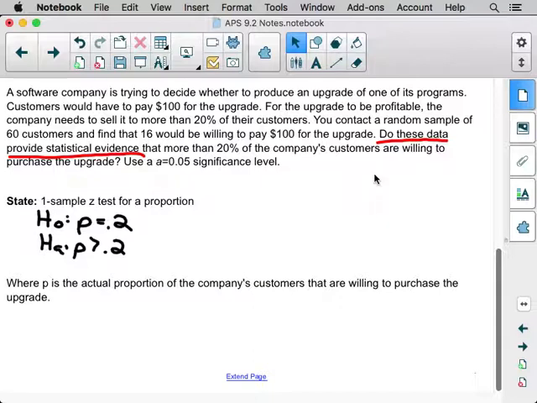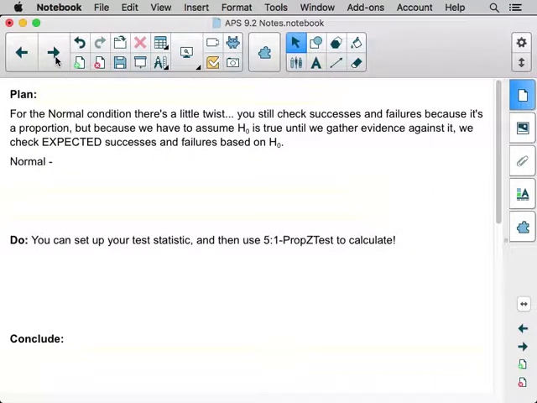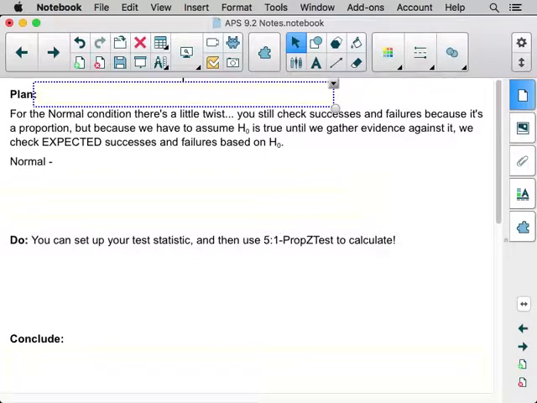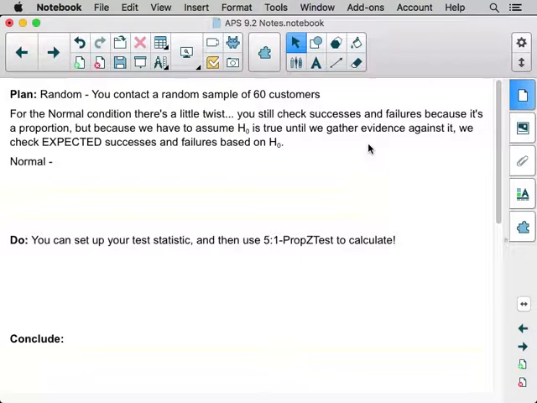Random, normal, independent. Okay, so that's why I said if you're good at last chapter, you will continue to be good at this chapter. You know what that outline looks like. Random, easiest thing, right? Because don't you just have to look for the fact that they said it was random? And they do say you contact a random sample of 60 customers. So random: you contact a random sample of 60 customers. Same as always, right?